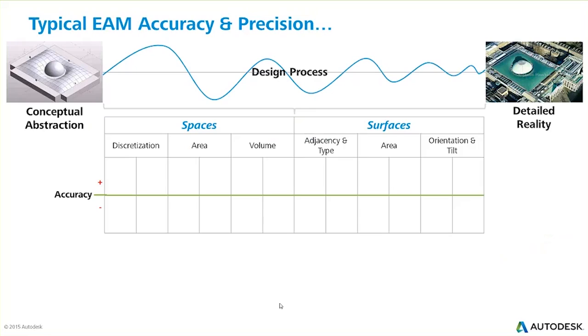I was talking earlier about spaces and surfaces. They're the two main elements of measures that you have. And these are the sort of properties. Discretization is just a fancy word for zoning. And then you've got measurable things like area and volume.